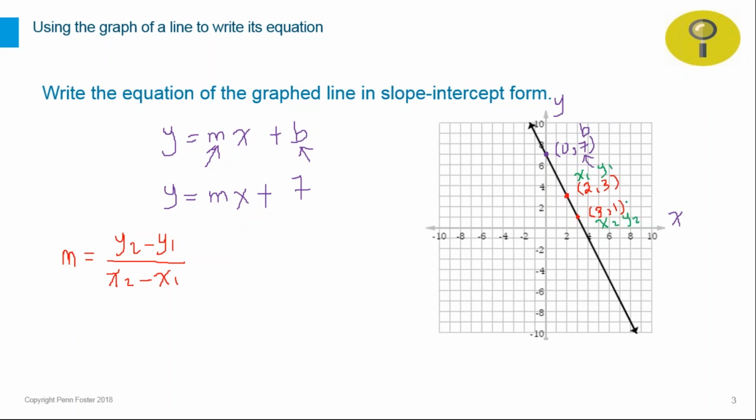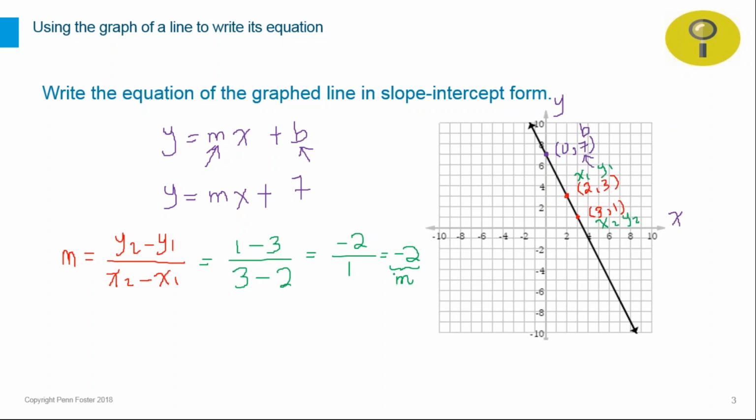Now, since we did label the coordinates, it's easy to plug in the values in that formula of slope. So y2 is 1 minus y1, which is 3, divided by x2, which is 3, minus x1, which is 2. All we need to do then is 1 minus 3 will give you a negative 2, and then 3 minus 2 will give you a 1. Negative 2 over 1 will be negative 2, and that is the slope.